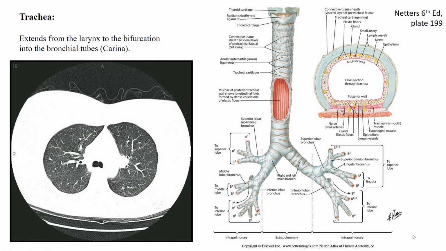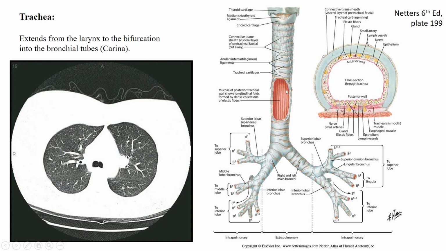The trachea extends from the larynx to the bifurcation into the bronchial tubes, and bifurcation just means splitting from one into two. So here you have the trachea coming down and bifurcating, or splitting into two, at the level of the carina, and the carina is the actual bifurcation when it splits into two.